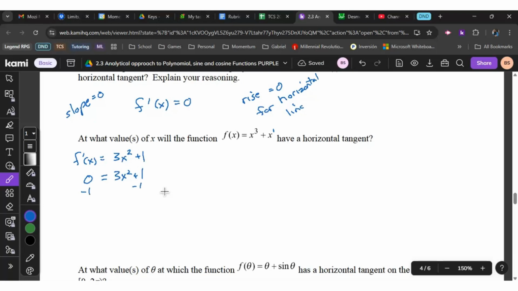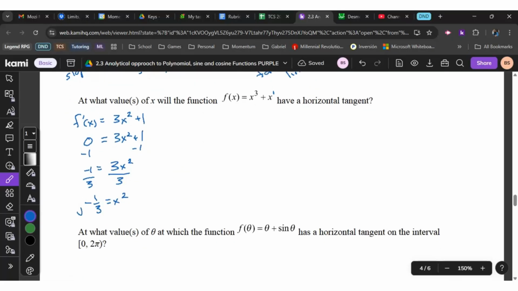Minus 1, going back to middle school algebra here. What's my next step of middle school algebra? Divide by 3. Awesome. So I got -1/3 equals x squared. What's my next step? Yeah, square root. All right, what's the problem? I can't do the square root of a negative. Therefore, what do you think that might mean?